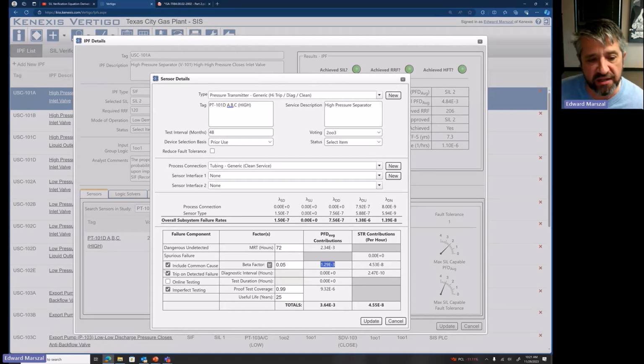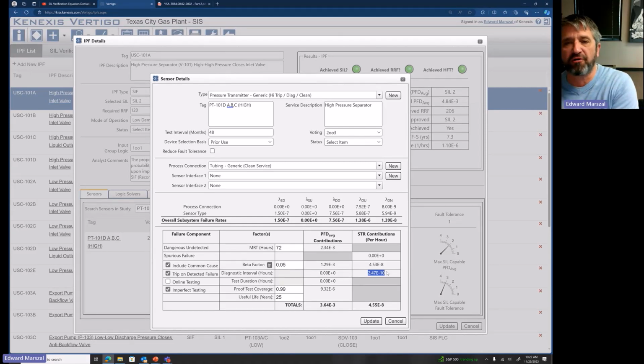Well, right now, what you're seeing on the screen, the checkbox says trip on detected failure. When you trip on the detected failure, your safety function is never unavailable while the plant is running because you shut the plant down. But because you shut the plant down, you generated a spurious trip. So what we did was took that lambda S, and I'll come back to the ISA training class and show you the failure rate split breakdown, but that lambda S gets moved over, and I love the way that Vertigo does this.